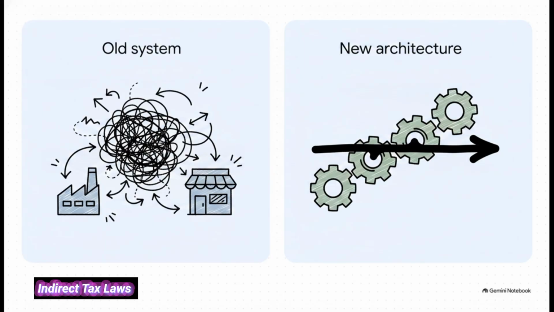Post-GST, thanks to Articles 246A and 269A, we get a beautifully unified architecture, a single taxable event known simply as supply. It features a totally seamless flow of input tax credit across the entire value chain and a unified dispute resolution system. So much cleaner.